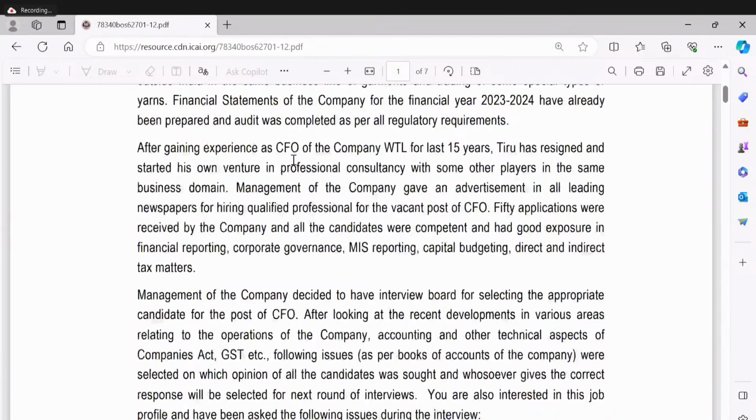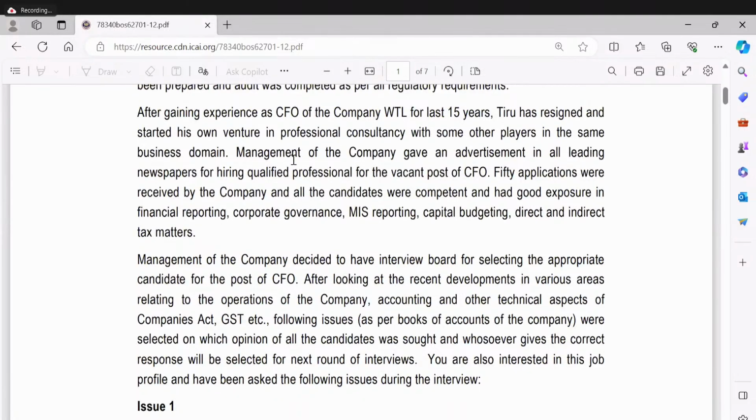Now comes the CFO of the company. Tiru has resigned. Tiru was the CFO of the company, this WTL, for the last 15 years. So he had gained such vast experience in this company and now he resigned. Why did he resign? Because he started his own venture in professional consultancy with some other players in the same business domain. So now he started his own business, and that is why he resigned.